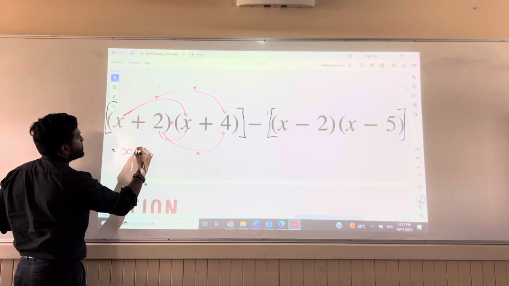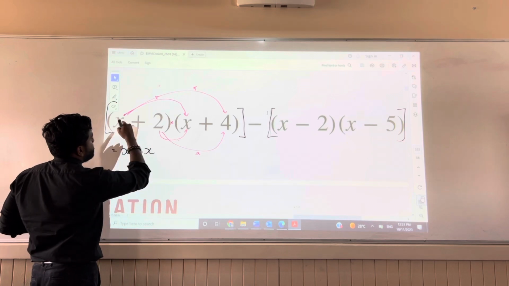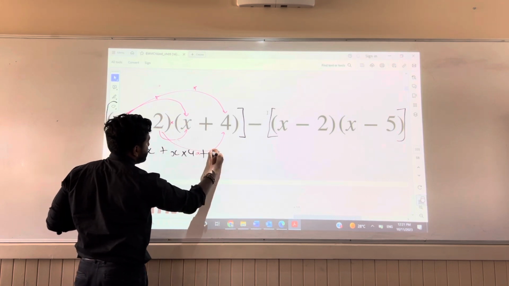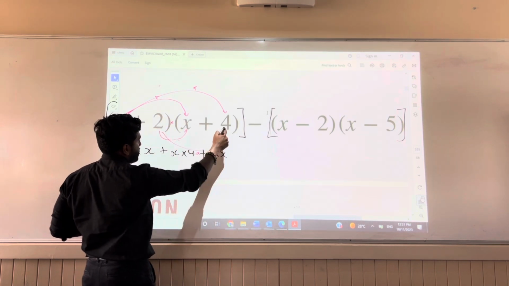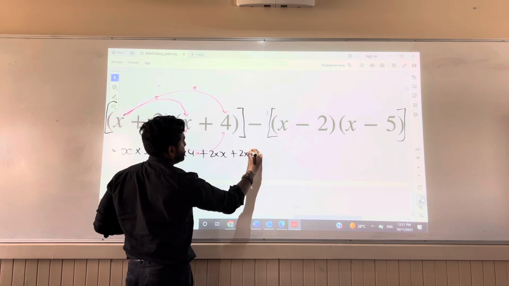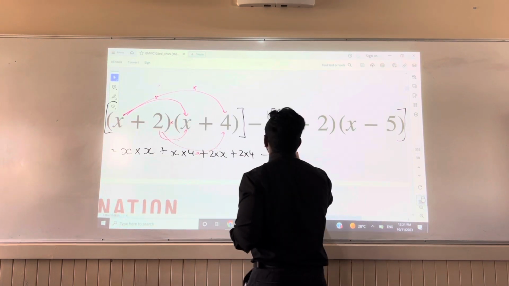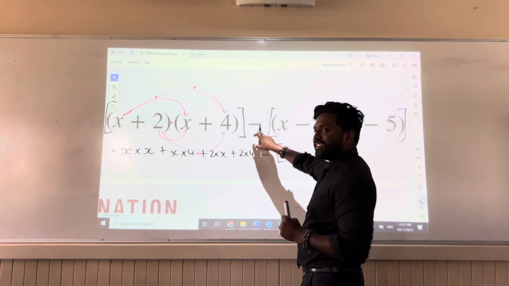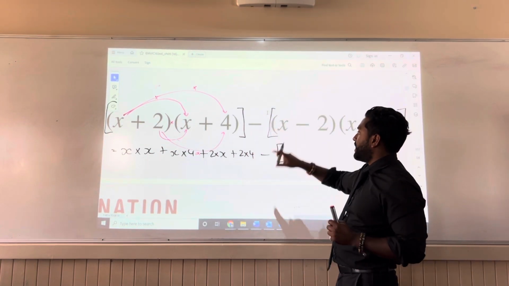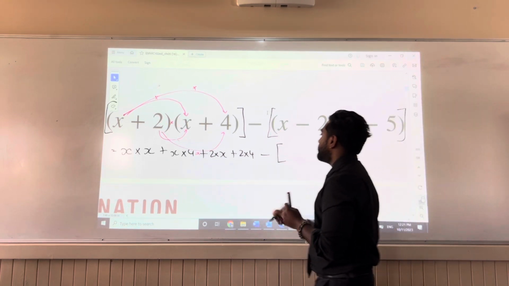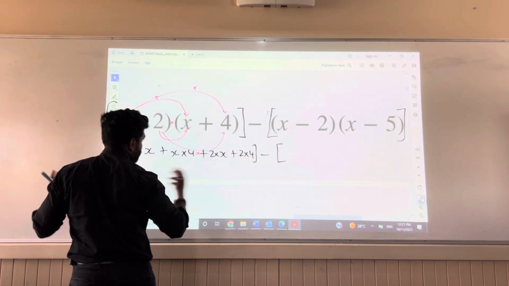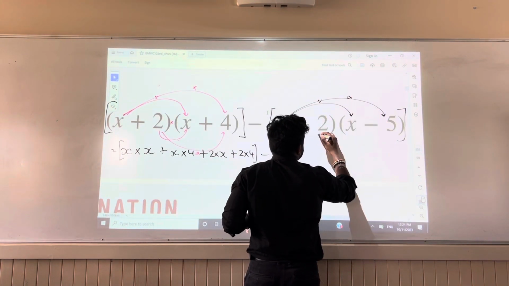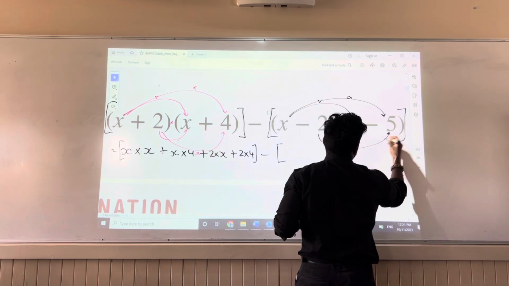x times x, plus x times 4, plus 2 times x. Notice how I'm using my hands. Plus 2 times 4. Then minus. Okay, I'm going to put brackets there. The reason why I'm going to put brackets there is because that negative will affect it later on. Okay, because there's actually a negative sign there. I want to protect these. So I'm going to put brackets there as well. Why not? Same thing. x times x, x times -5, -2 times x, -2 times -5.